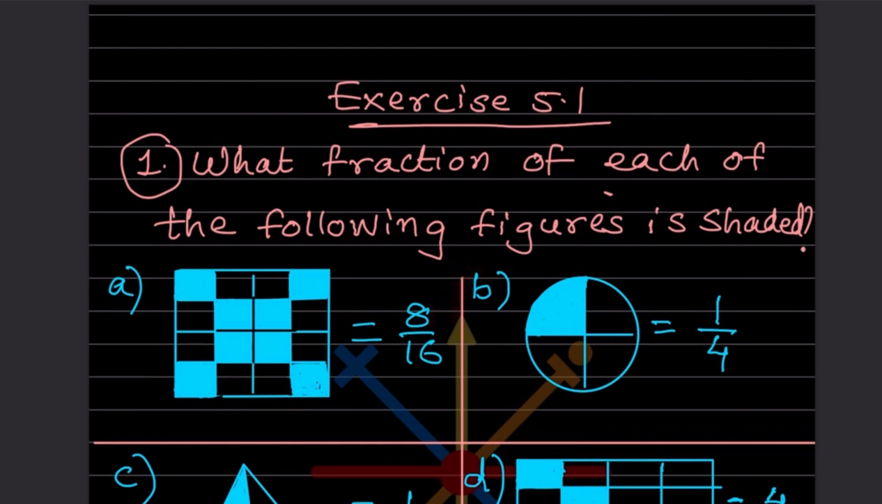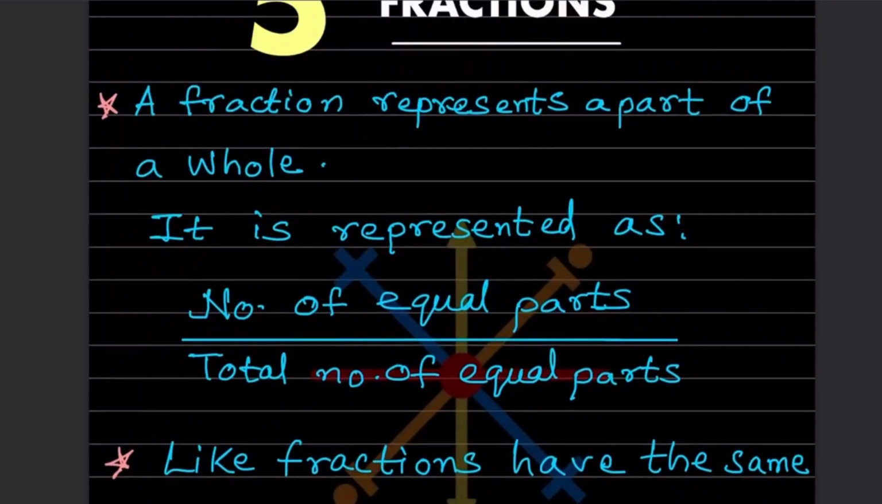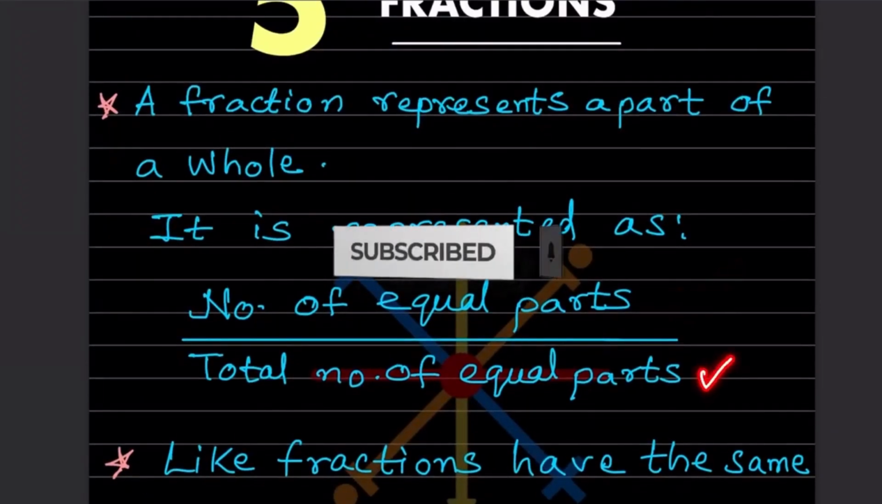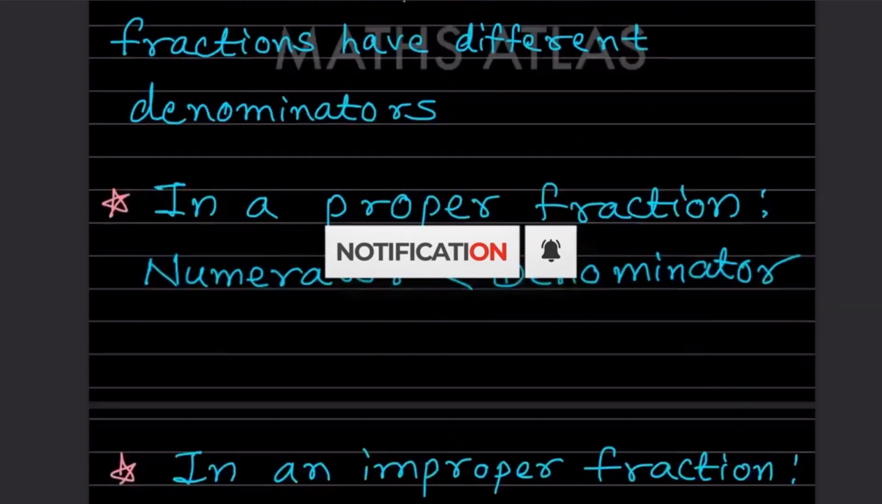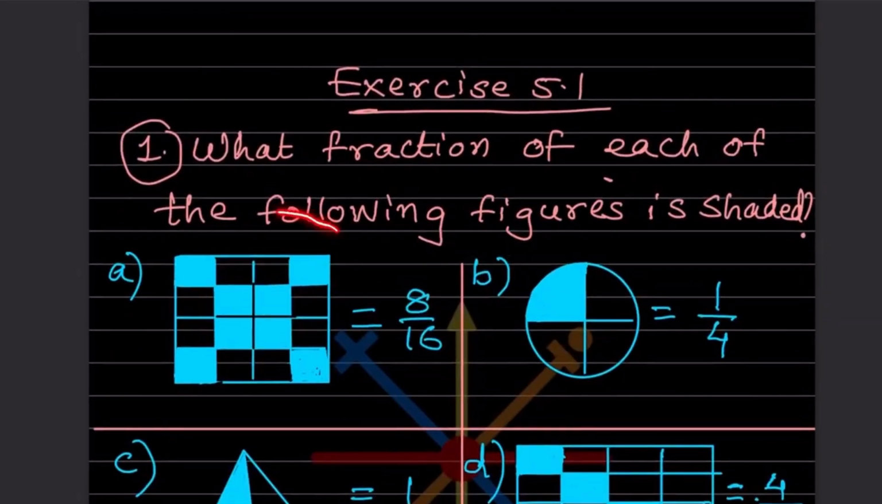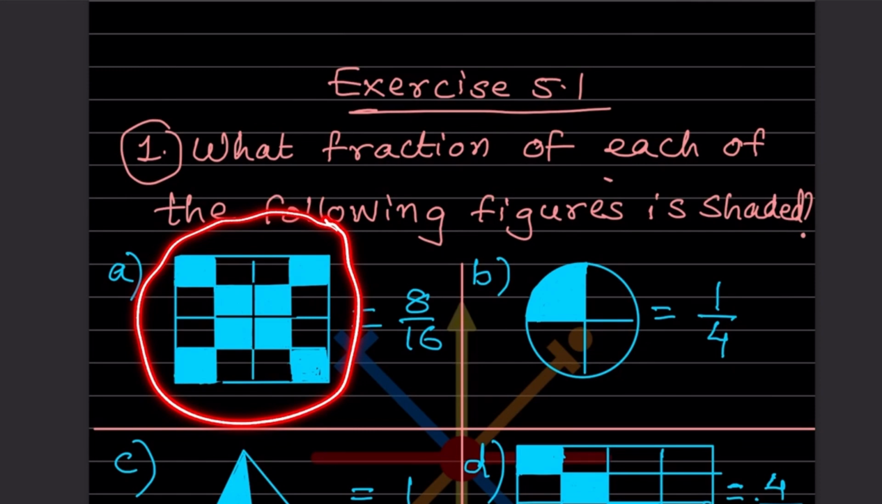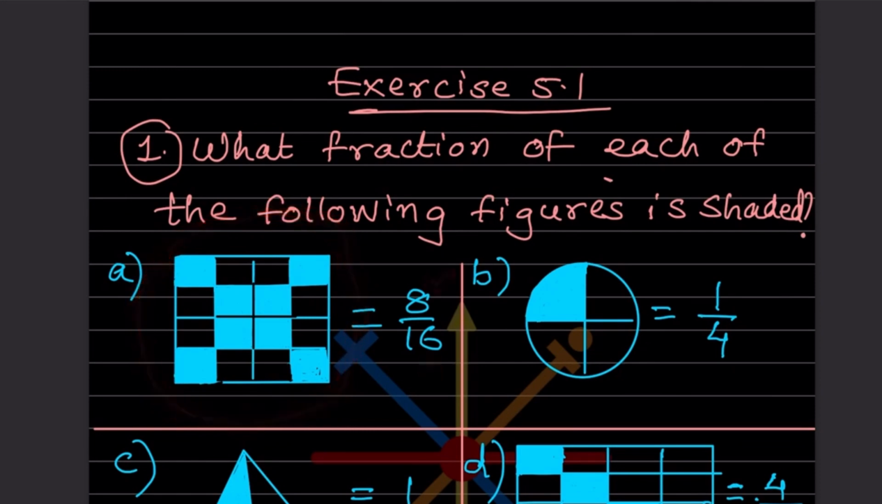And now you have to count the total number of squares: 1, 2, 3, 4, 5, 6, 7, 8, 9, 10, 11, 12, 13, 14, 15 and 16. These are the total number of squares, isn't it? Whatever the total number is, that will go in the denominator. Can you see here? We have seen that it is the number of equal parts divided by the total number of equal parts. So this is the whole, and it is a part of the whole, this 8 out of 16.